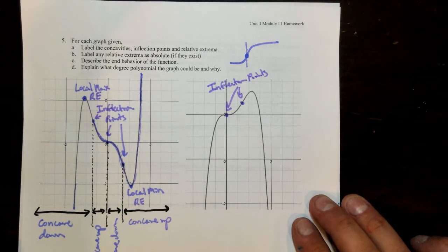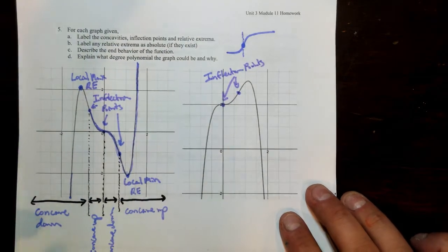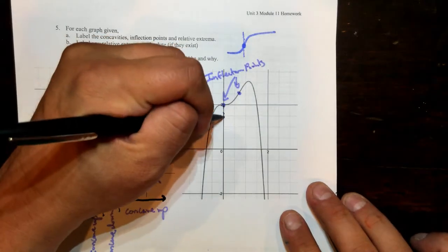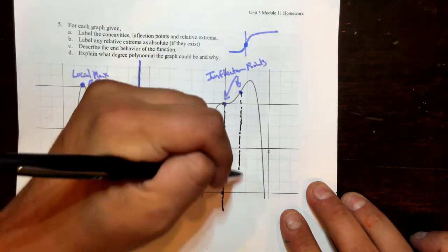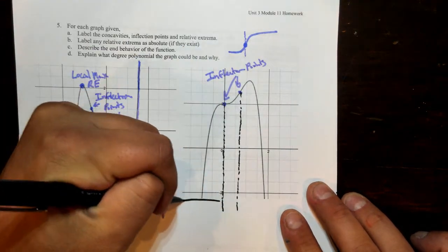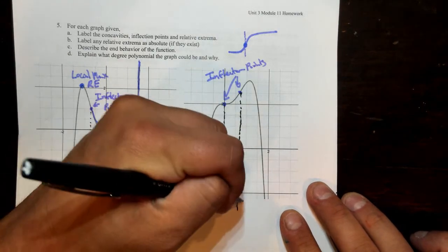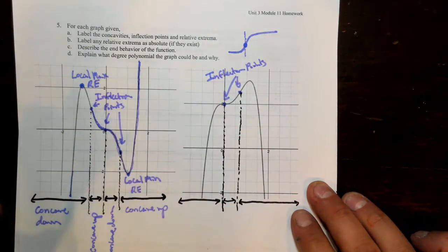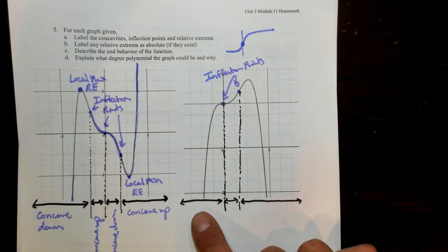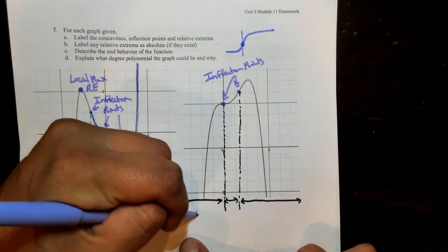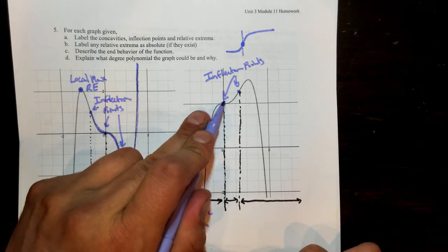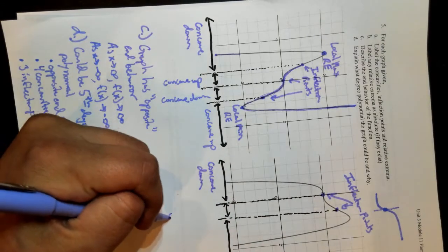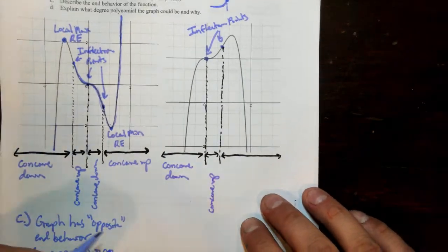And let's see, let's go into concavities. So remember, the inflection points are the dividing lines of the concavities. So we have this whole left side, we have a little section in the middle, and then the whole right side. So this left side is concave down. This little middle portion is going to be concave up. And this last section to the right is all concave down.